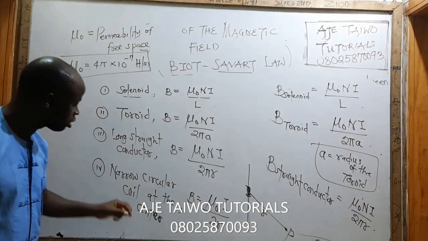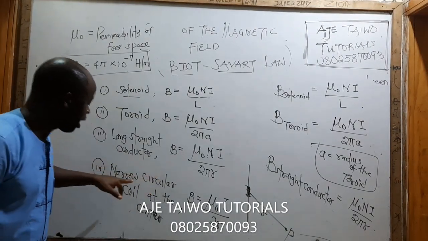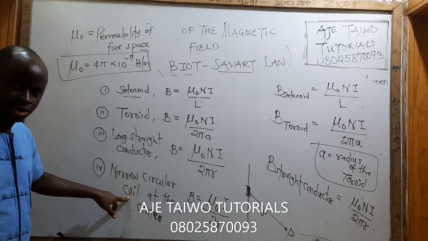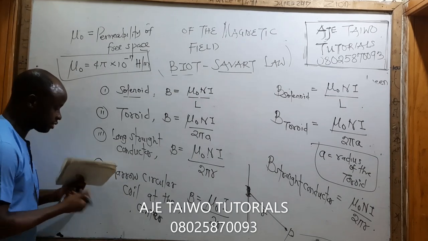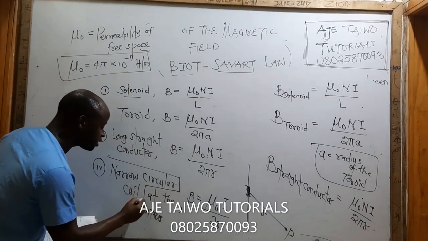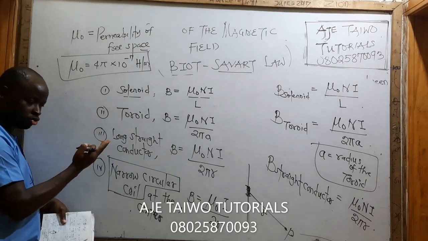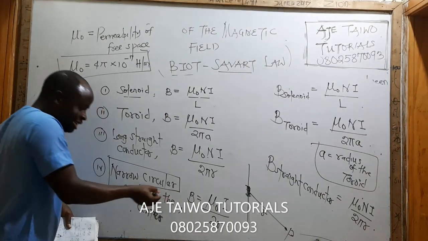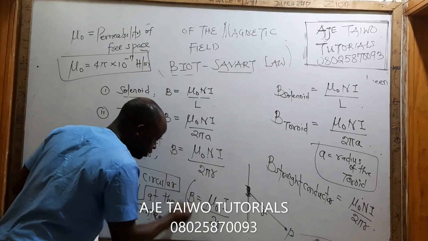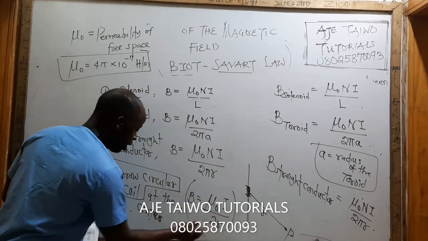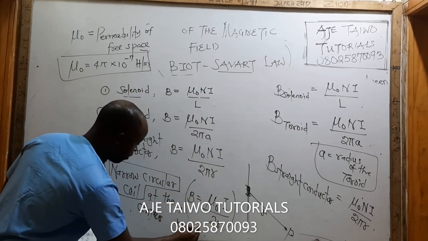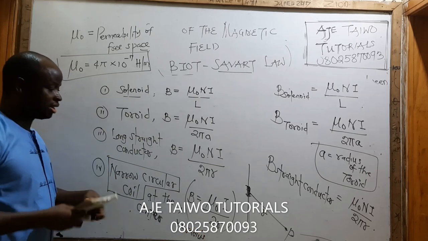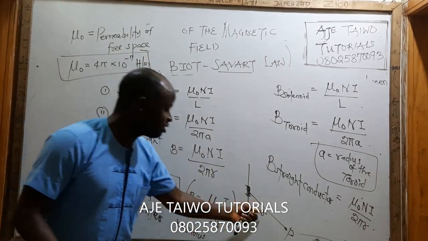If you mention narrow circular coil, there are two conditions. At the center, you apply this, where R is the radius of the coil. Remember, it's circular. Don't mistake this R. Don't make a mistake. R is what?